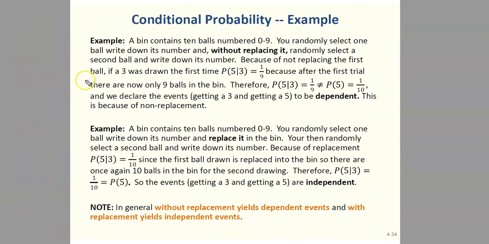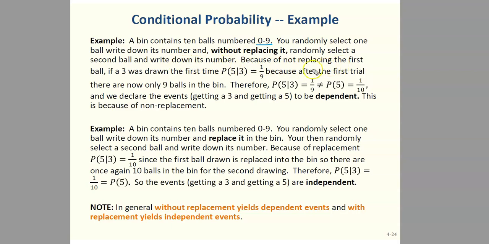Now here we have 2 examples illustrating the difference between dependent and independent events. So in the first example, we have a bin that contains 10 balls numbered 0 through 9, and you randomly select one ball and write down its number, and then without replacing it, you reach into the bin and randomly select a second ball and write down its number.